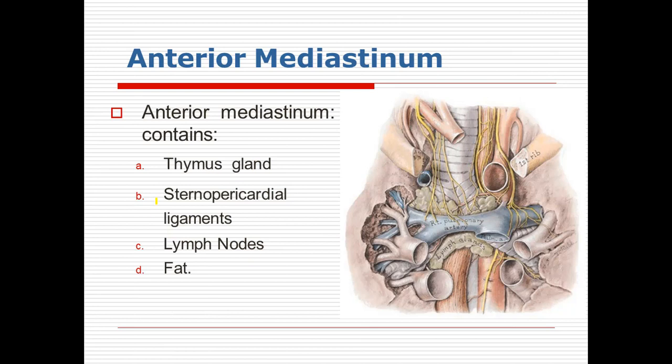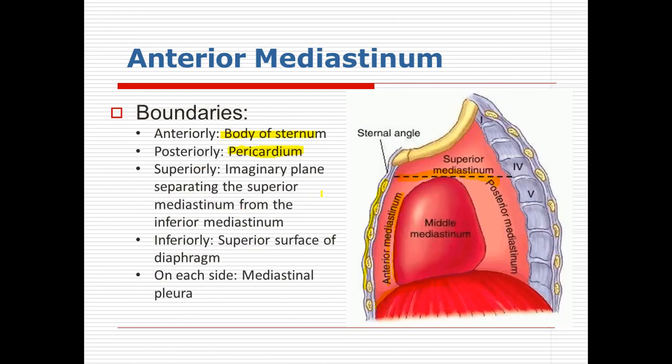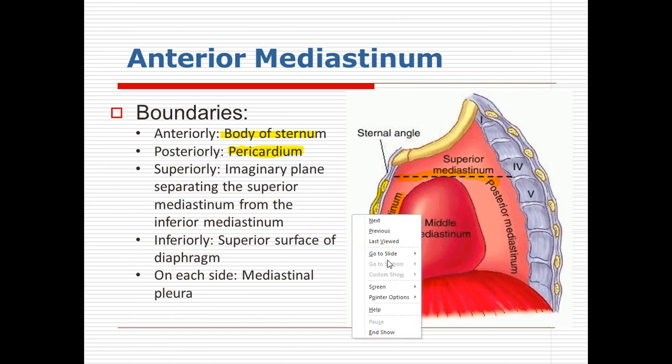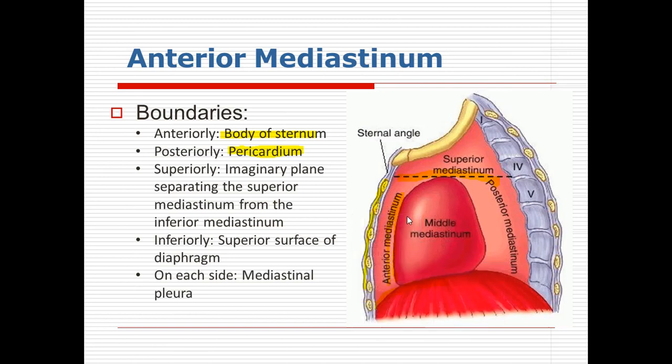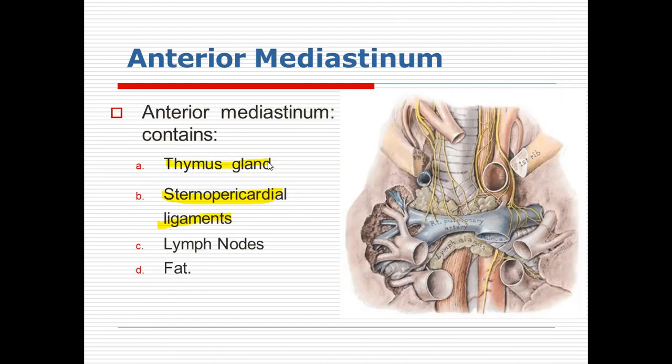These include the sternopericardial ligaments that connect the pericardium to the sternum. There are 2 sternopericardial ligaments, superior and inferior. They connect the heart or pericardium to the sternum in this way. These are the sternopericardial ligaments. They form the content of the anterior mediastinum. Then we have the thymus, remains of a very small portion of thymus in the anterior mediastinum, lymph nodes and fat.